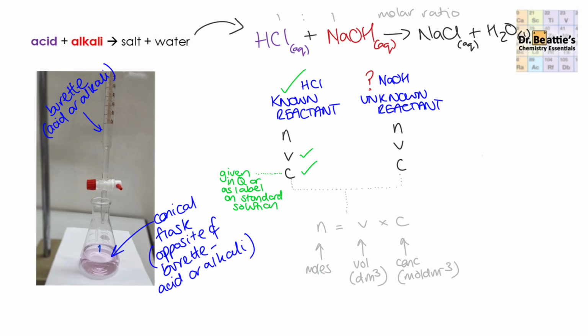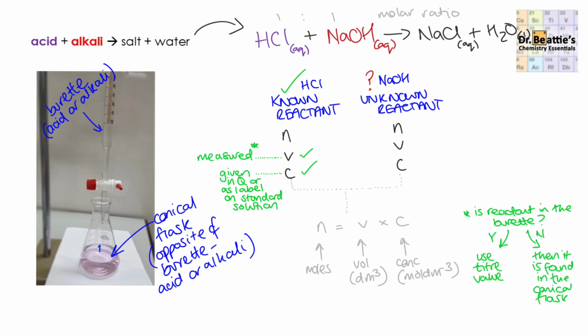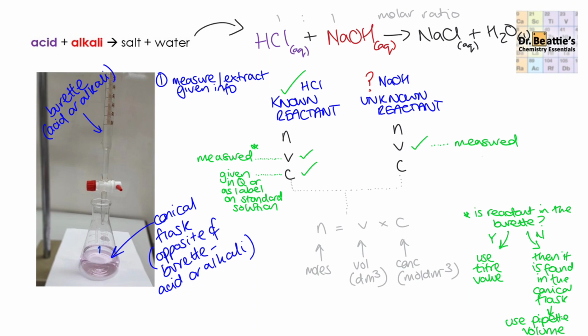If the known reactant is found in the burette, this would be the titre value, and we'll look at that in a minute. Or if it was put in the conical flask, it would be the volume that you measured using a pipette. The other piece of information that you'll know is the volume of the unknown reactant. Again, depending on where this unknown reactant is found, either in the burette or the conical flask, depends on what value you need to use. So just use this little flow chart to help you work that out. This concludes step 1, which is to measure or extract any given information in the lab or in an exam question.